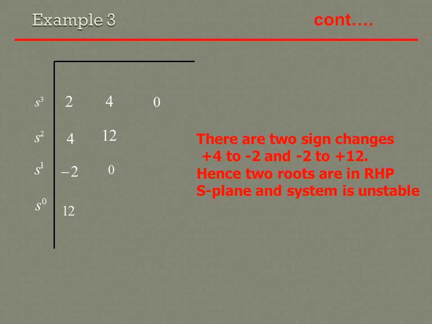See, whenever the system is unstable, the roots are in the right half plane, and whenever the system is stable, all the roots are in the left half of the S plane. So here there will be two roots in the right half of the plane since the sign is changed two times, and the system is unstable.